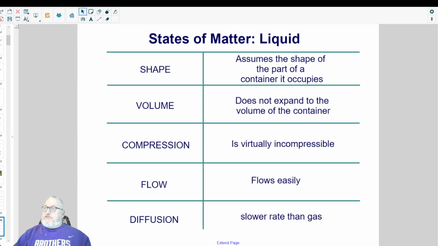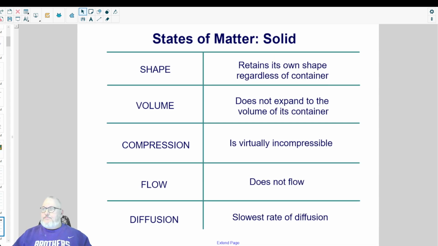A liquid will assume the shape of the part of the container that it occupies. The volume will not expand to the volume of the container. It's virtually incompressible, though it can compress a little bit. It flows very easily, and the diffusion is a little slower than gas.